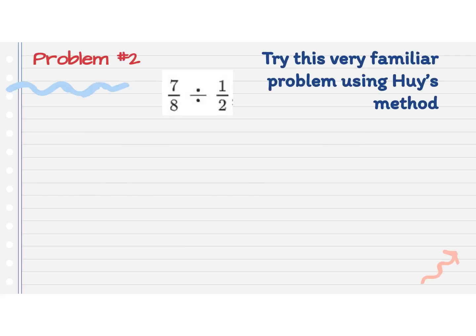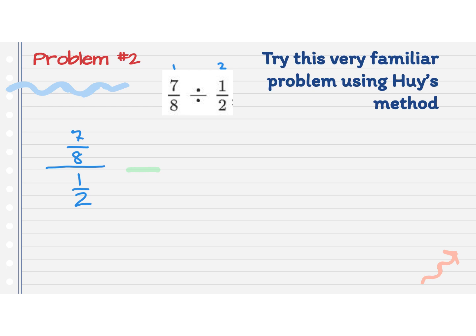So we did this problem using Madison's method, and now I'm going to show you how to do the exact same problem using Huey's method. So the first thing that you want to do is take fraction 1 and put it over top of fraction 2. So that is 7/8, and that's going to be divided by 1/2. Then what we want to do is multiply by the reciprocal on each one.